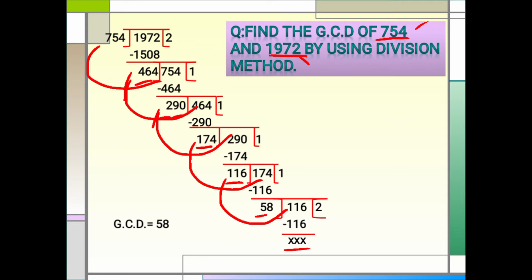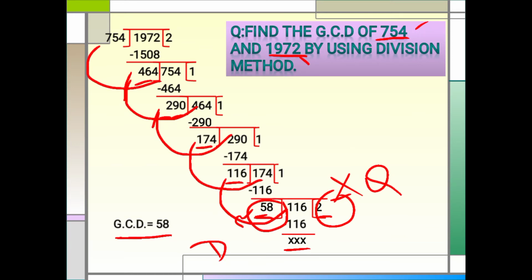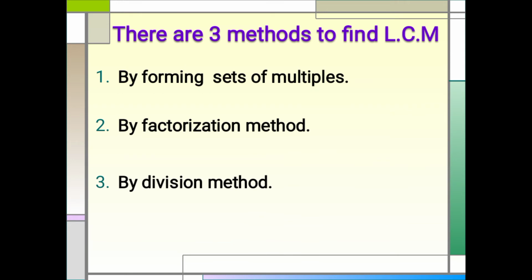Now here you have two numbers, 58 and 2. This 2 is your quotient, and this 58 is your divisor. In GCD, what you have to find out is the common divisor, so you are not going to take this 2 as your answer. This 58 will be your GCD. So the GCD of 754 and 1972 will be 58.